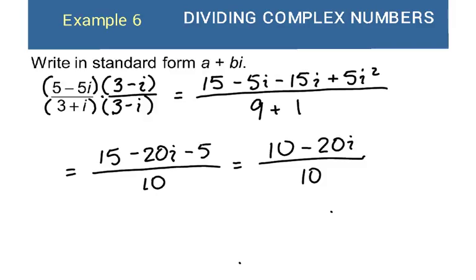And a common factor between all three of these numbers, this 10 here, and this 20, and this 10 right here, is 10. So let's divide everything by 10, and that's our last step. We get 1 minus 2i. And that's our final solution. It's our number in lowest terms and in standard form. And there we have it.